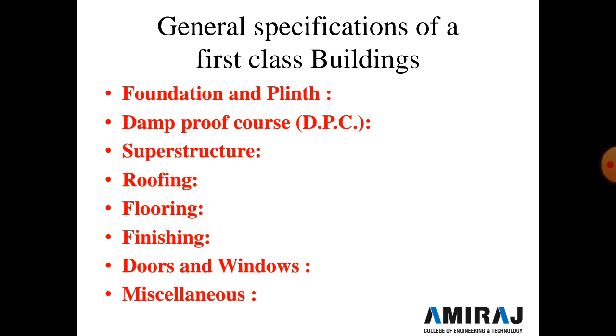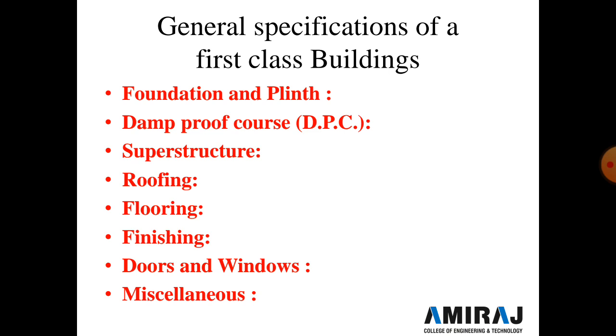The third specification of the first class building is for the superstructure. The superstructure shall be of first class brickwork in 1:6 cement mortar, and lintel over the door and window shall be of RCC work. Now next one is the roofing. The roof shall be 10 centimeter thick RCC slab with a 10 centimeter average thick lime terracing over it, and the height of the room shall not be less than 3.7 meter, means 12 feet.